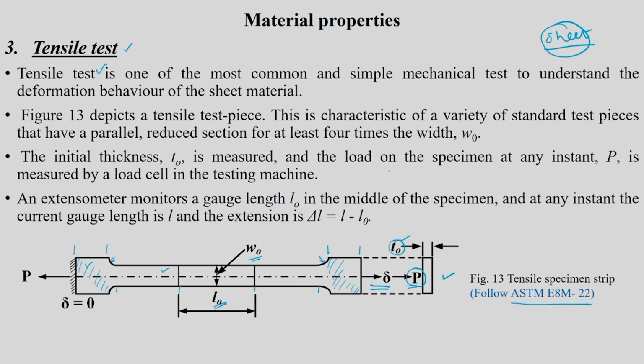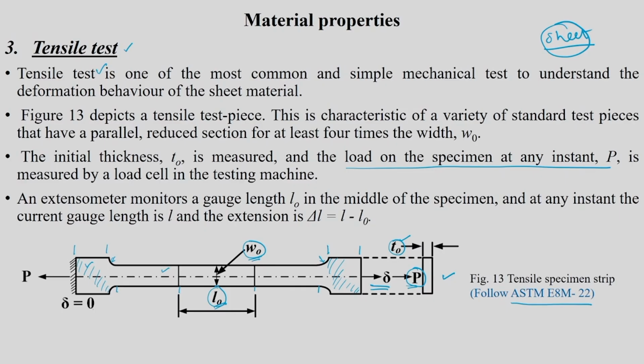So, now what do you do? Your W0 is known to you because you are going to cut this. L0 is known to you, you are going to take this reference, and T0 depends on the material thickness. You hold it on one side and pull it on the other side and you calculate the load, which is given by the machine itself. The load on the specimen at any instant, that is P, is measured by the load cell in the testing machine. The UTM has a load cell that is going to give you load at each and every displacement.